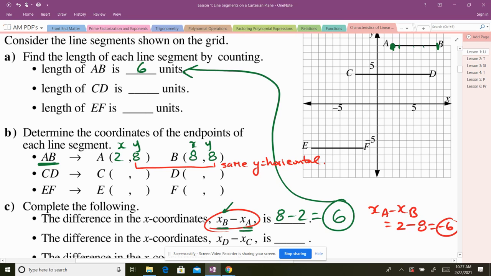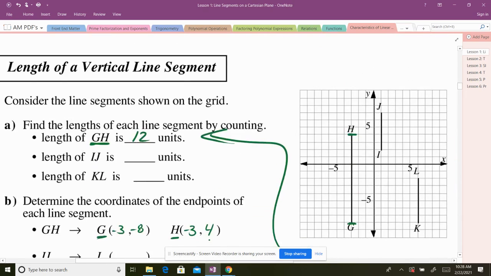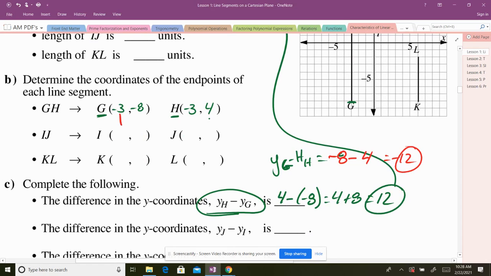Horizontal line. If you look at the vertical lines, what do you notice? The x coordinates would be the same, right? X coordinates the same equals vertical.